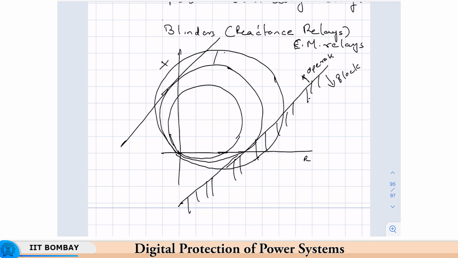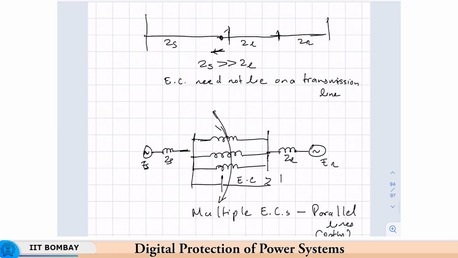Okay. So, now, if you notice, you have excluded this part of the area. So, only what you have determined as useful, this part of the zone 3 characteristic, is still available. Okay. So, this is block and this is operate.